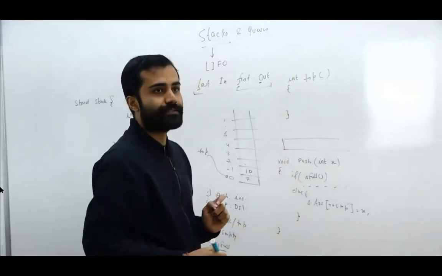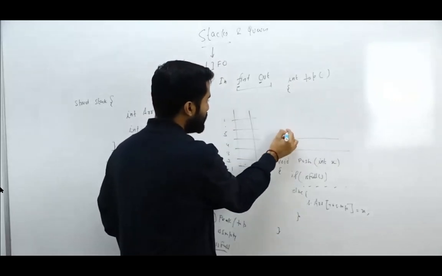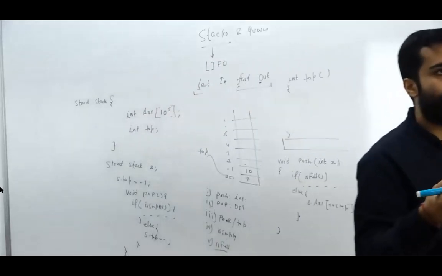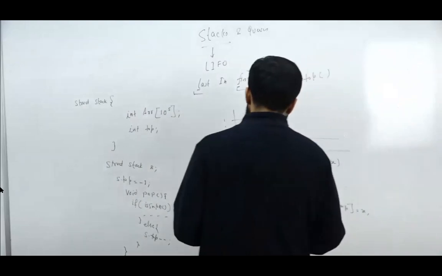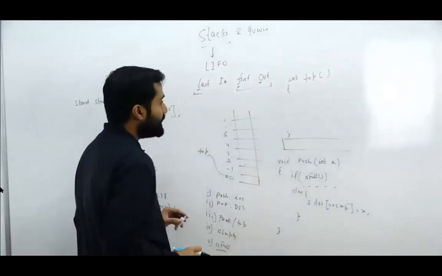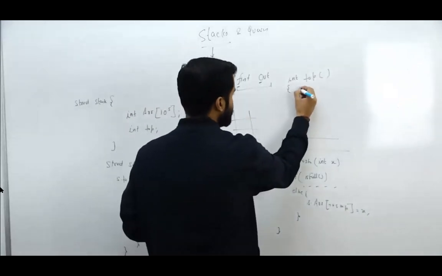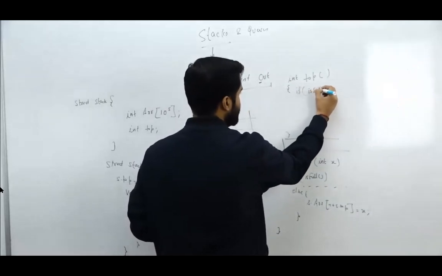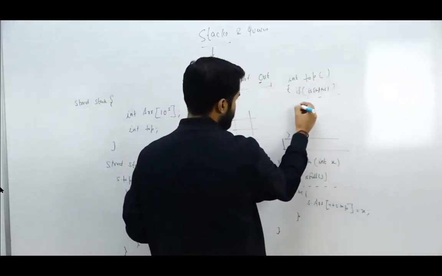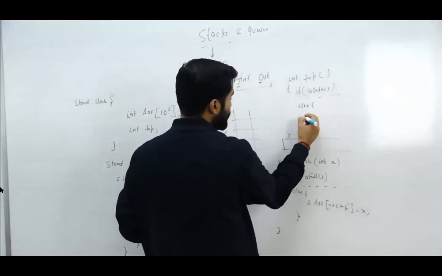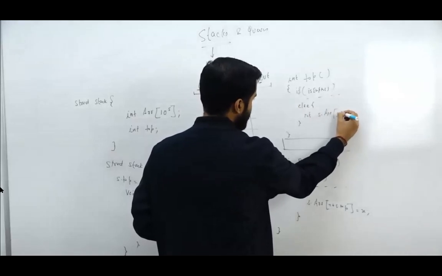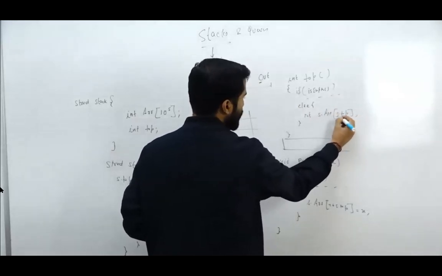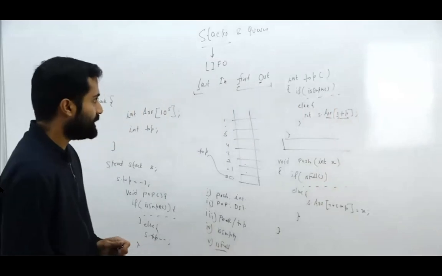So what to do in this case? Do I have to make some check? Yeah, I have to check for underflow again, because if the stack is already empty, there is nothing at the top. So if is empty, then you print your error or whatever. Else, what to do? Return s dot array s dot top. So whatever is at the top in the array of the stack, you return that.